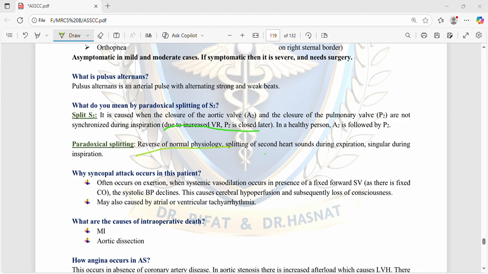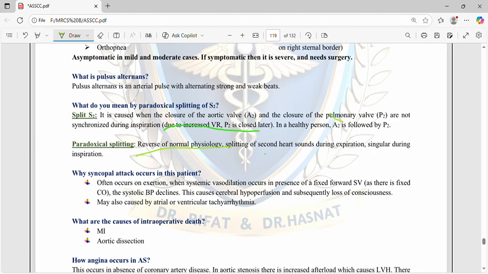And in reverse splitting, as we said, we have either left bundle branch block, hypertrophic obstructive cardiomyopathy, or aortic stenosis. In such cases we have reverse or paradoxical splitting. Why? Suppose we have aortic stenosis here. Let's suppose this is stenosed, so the left ventricle will take longer time to empty into the aorta and the whole body.